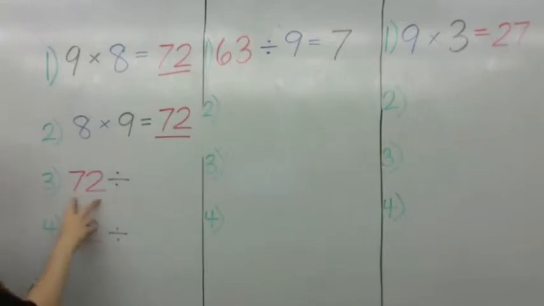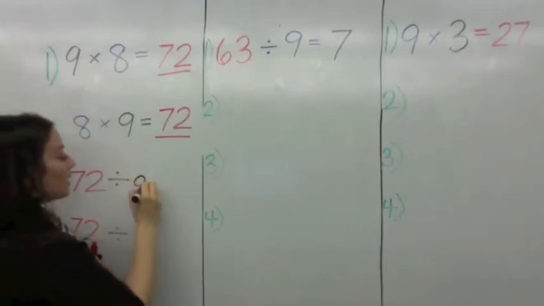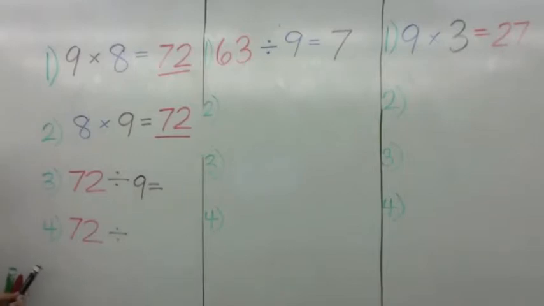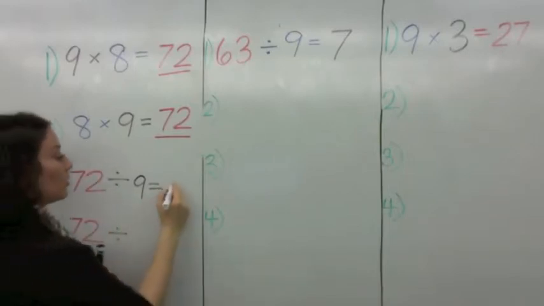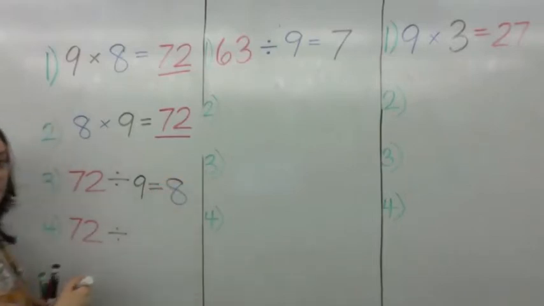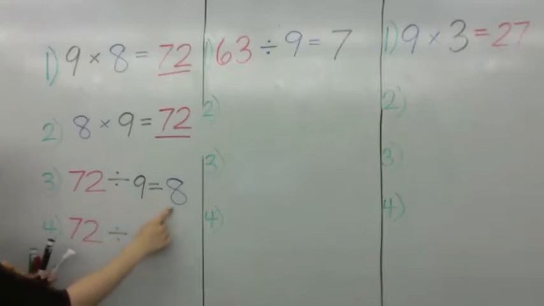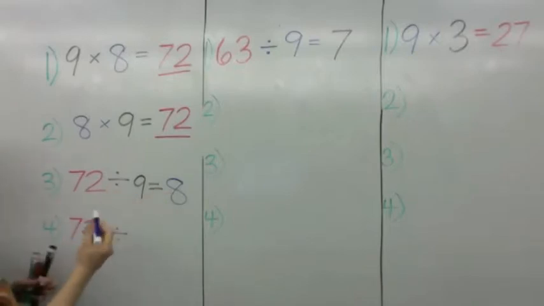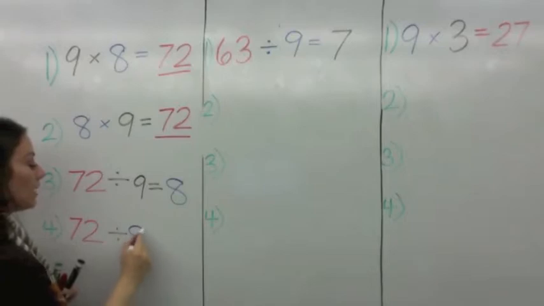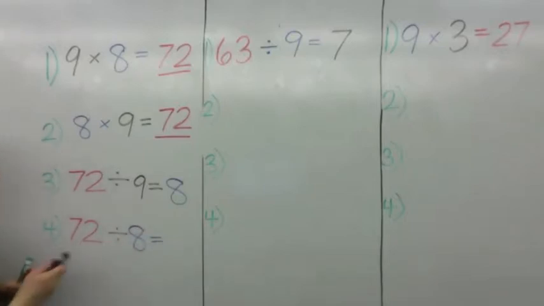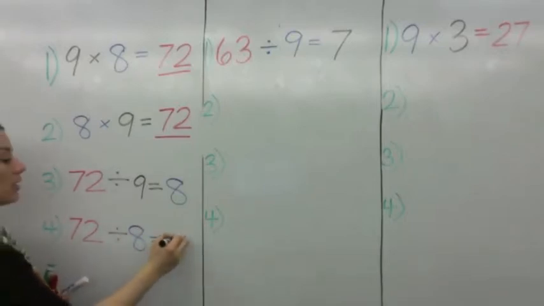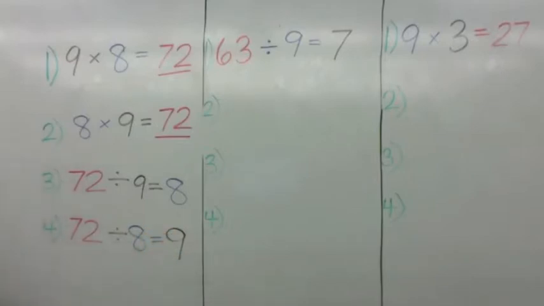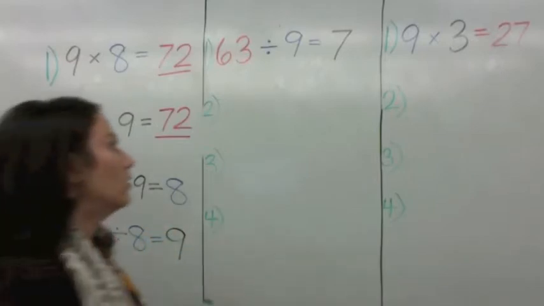Okay, so 72. Now we're going to choose one of these numbers. What do you want to choose first? 72 divided by, let's go ahead and go with 9. So 72 divided by 9 is what? You've used 72, you used 9. What's left? The blue number. It's going to be 8. Very good. All right. Now, we've already done 72 divided by 9 is 8. So the other division problem you could make is 72 divided by 8 equals what, do you think? The answer is 9. Very good. Go ahead and get that down.